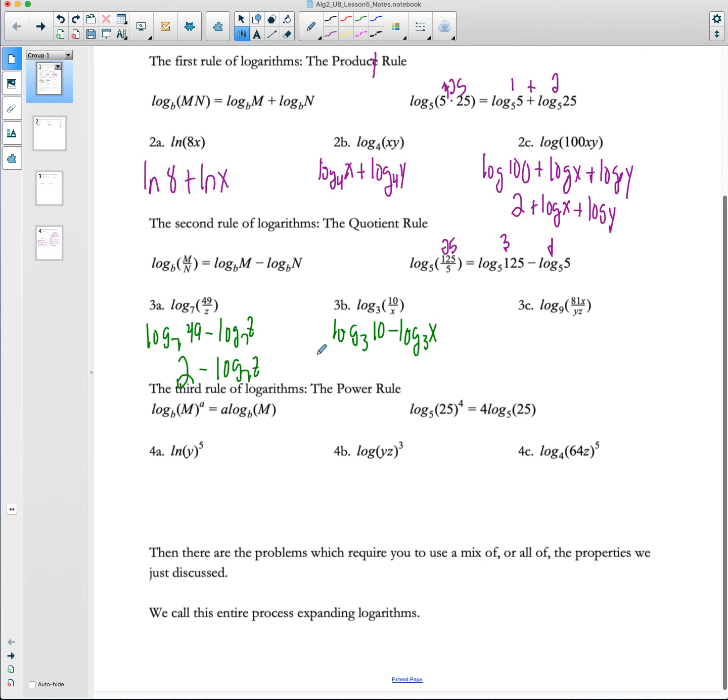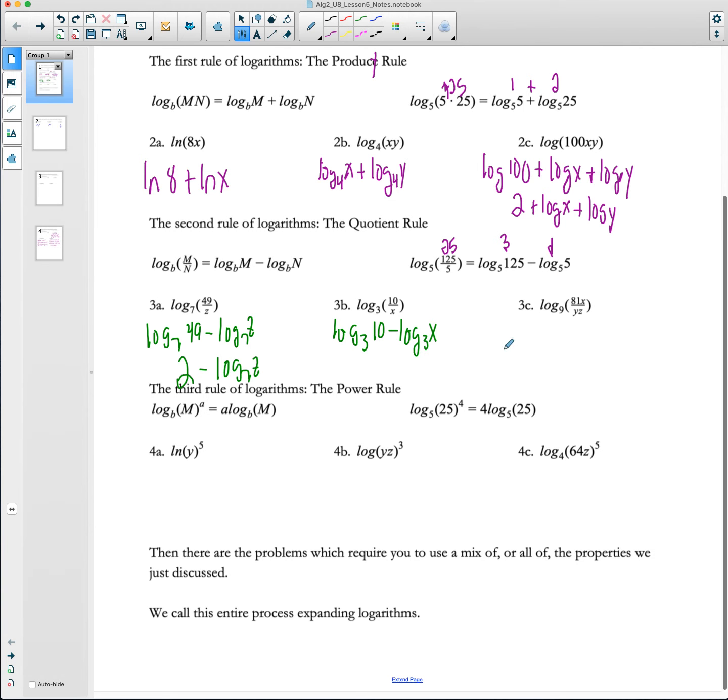All right, so now let's look at 3c. I wanted to look at 3c together because we're going to have to use a combination of the quotient rule and the product rule. And I wanted to make sure you saw the order in which to do that. The first thing is we want to take care of the major operation within the argument, within those parentheses. And that major operation is the quotient. So we want to use the quotient rule first.